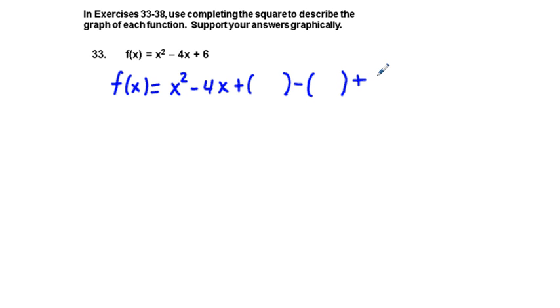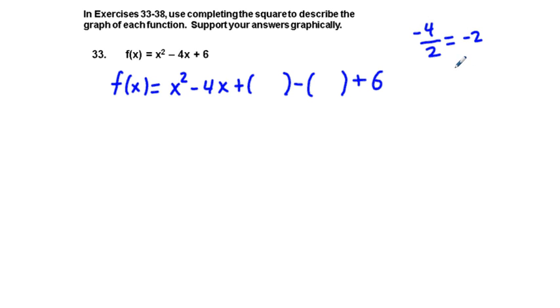Now, I've seen this handled another way. I've seen this handled by subtracting the 6, moving it over to the other side of the equal sign. But we just have to remember that whatever we add, we need to subtract the same thing. And to find out what to add, we take this middle linear term, our coefficient, which is negative 4, and we divide that linear coefficient by 2. And we get negative 2.